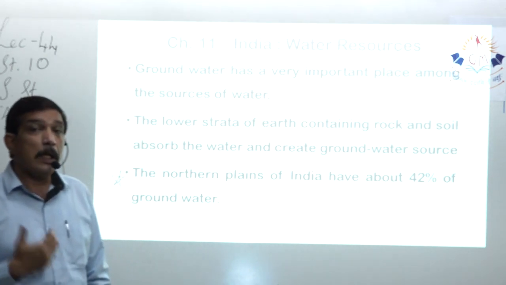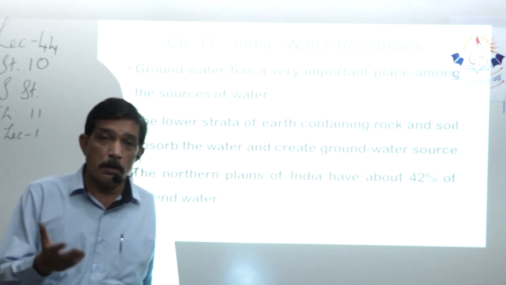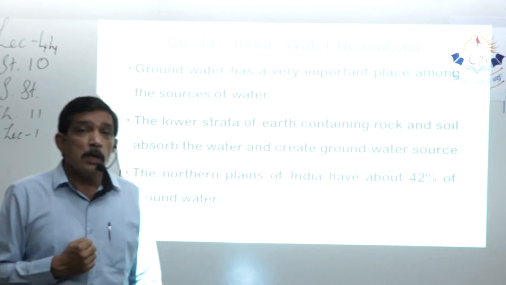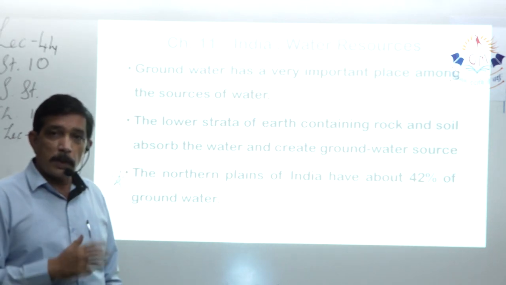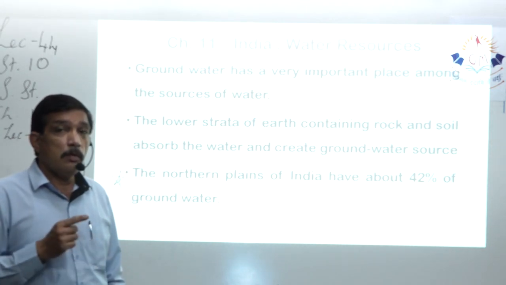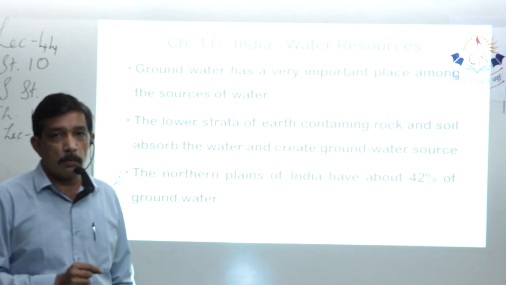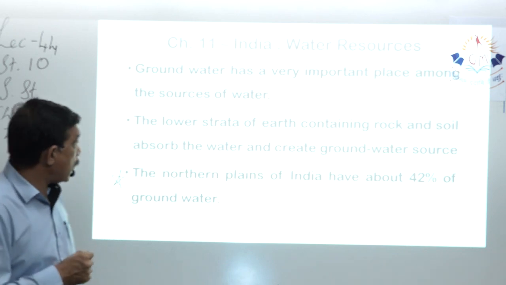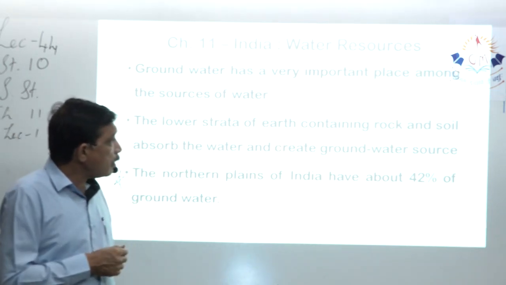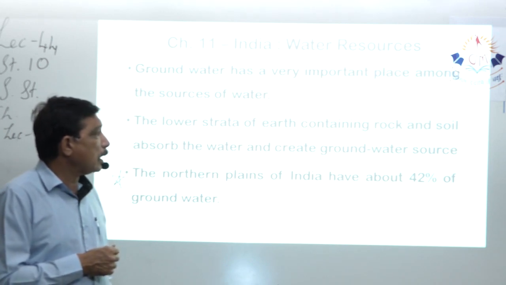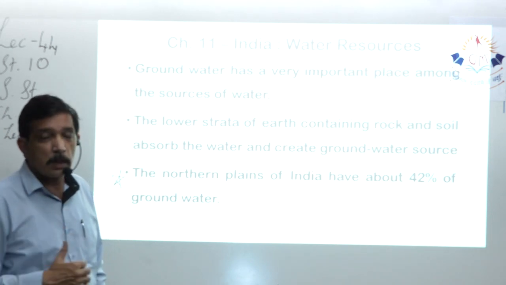Rivers dry up, lakes dry up, dams, their water volume goes down. So surface water also we cannot predict, but a very rich source of water is available under the ground. It is always there. So the lower strata of the earth containing rock and soil absorb the water and create a groundwater source. This we just explained.